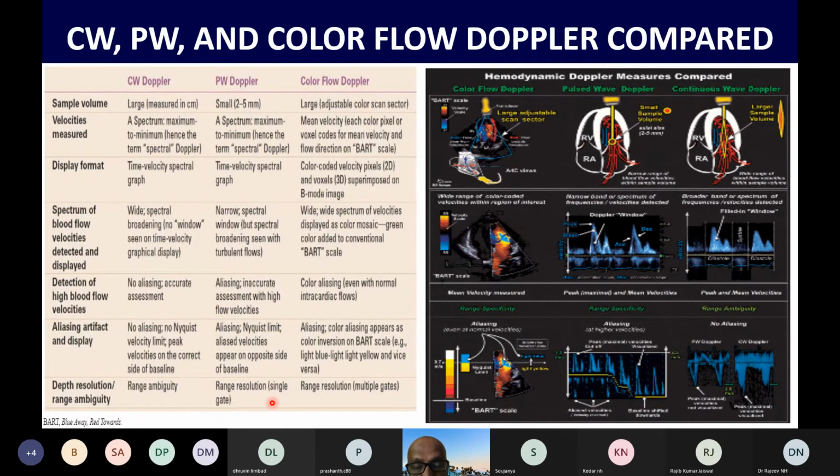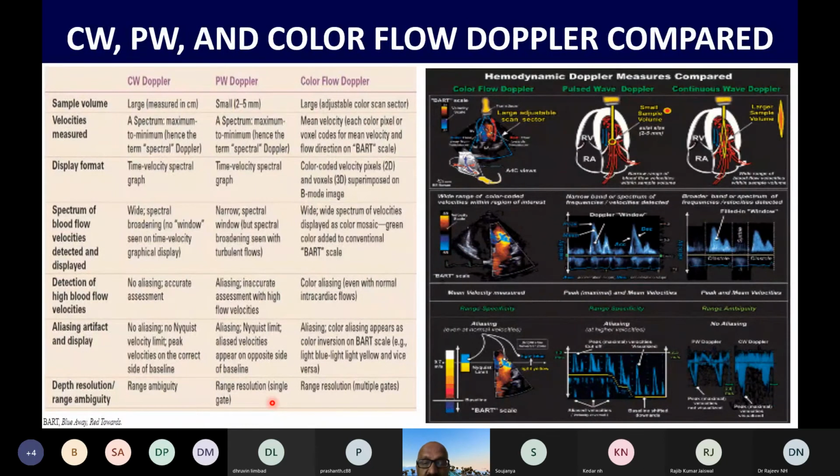So what we have done in the last 20-30 minutes is that we defined what is Doppler shift. Then we went into 4 different types of Doppler: pulse wave Doppler, continuous wave Doppler, and then the color flow Doppler and the tissue Doppler. What are the major differences?